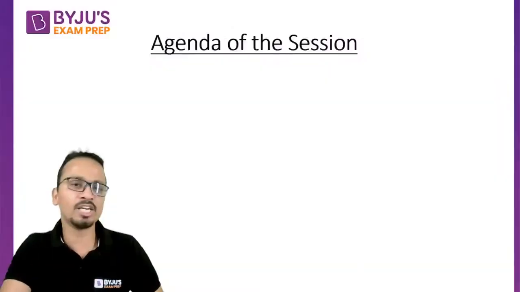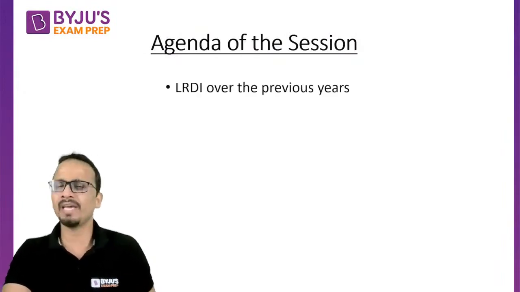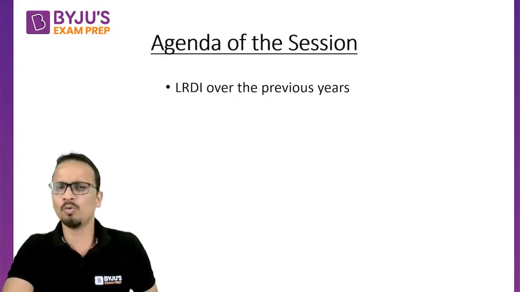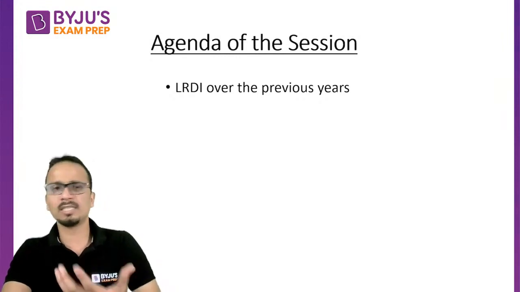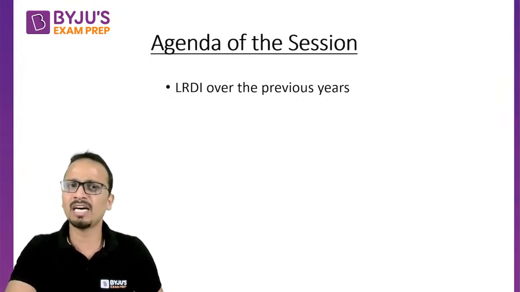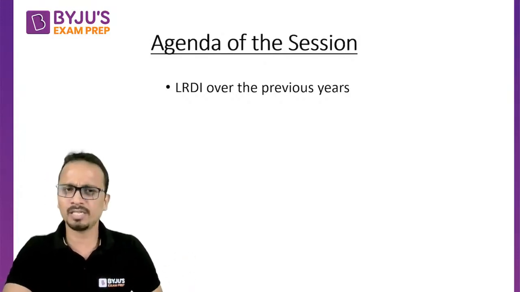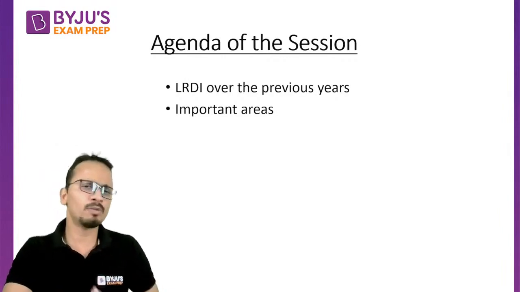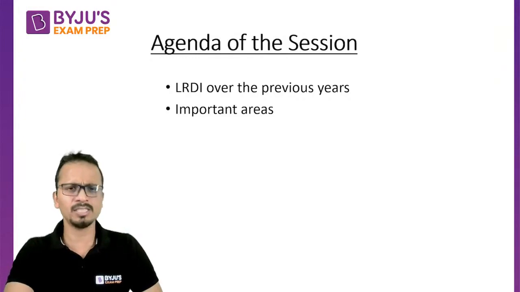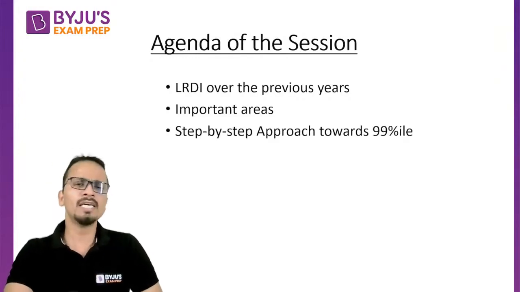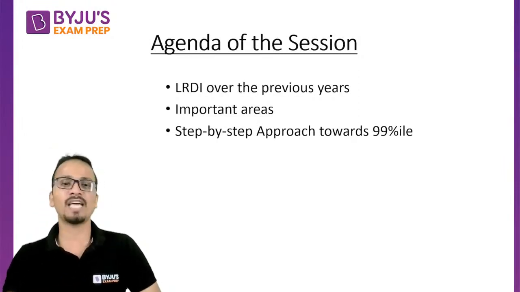First of all, the agenda of this session. To start with, I'll be talking about how the LRDI section has behaved over the past few years, over the past 4 to 5 years. Basically, the pattern in which the LRDI section has been asked, the type of questions, and the score versus percentile for this particular section. Moving ahead, I'll be talking about some of the important areas that we must start focusing on as far as the LRDI section is concerned. And then the most important thing, I'll be telling you the step-by-step approach towards scoring 99 plus percentile in this section.